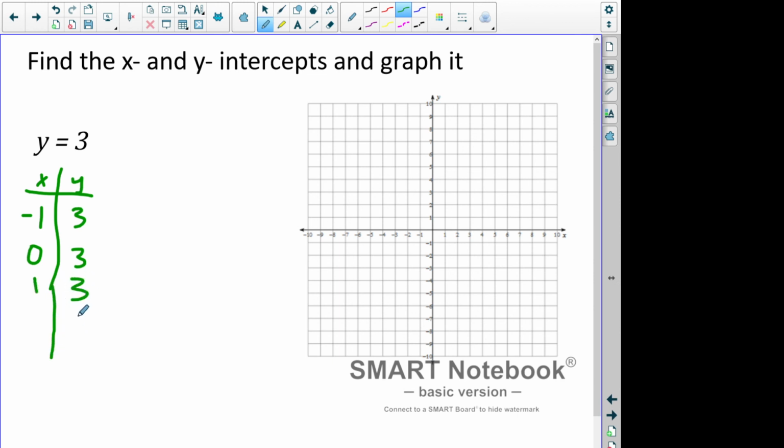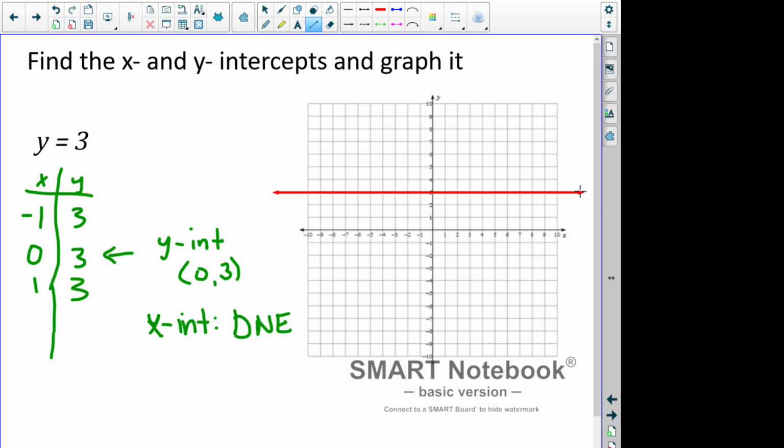Now the problem here is that I can't set y to 0 because of the rule here. The equation says that y can't be 0. y has to be 3. So I can see right here, I've got a y-intercept of (0, 3). But this line does not have an x-intercept. The x-intercept would be where the y value is 0, and the y value can't be 0. So the x-intercept here does not exist. So in MyOpenMath, we would write D and E, does not exist. Okay, that is a horizontal line, and so if I were to graph that, if I put that y-intercept on there, I know that that's just going to be a horizontal line through that point (0, 3).